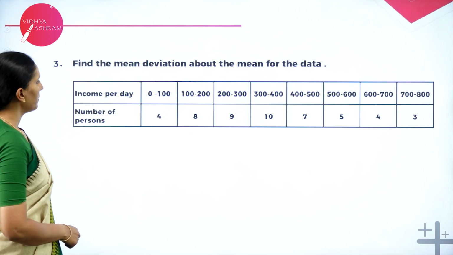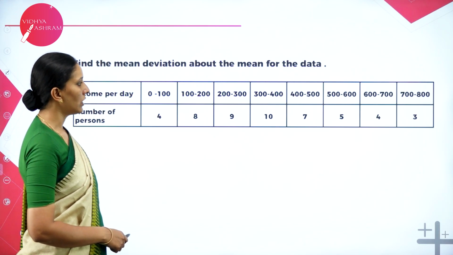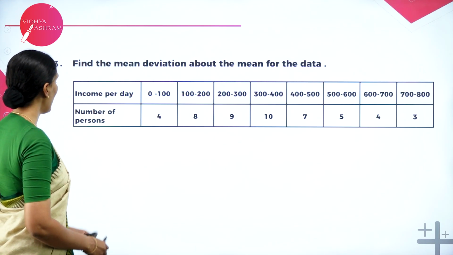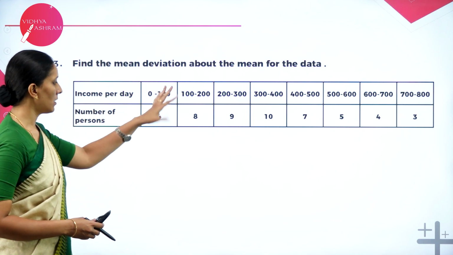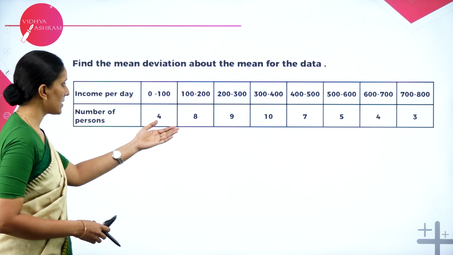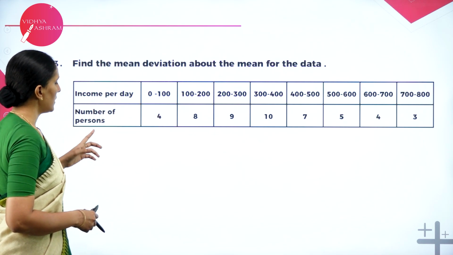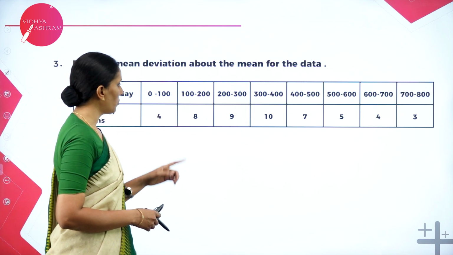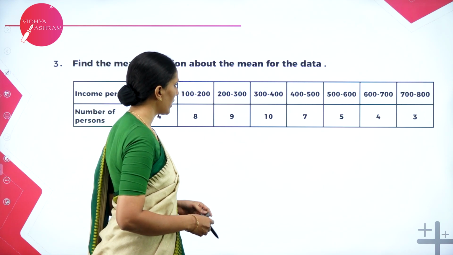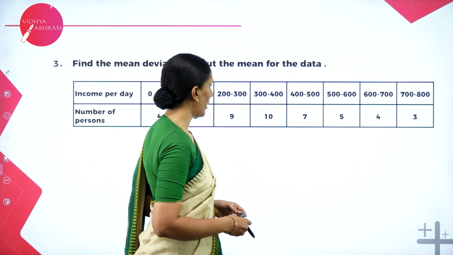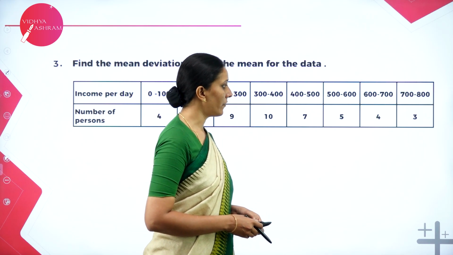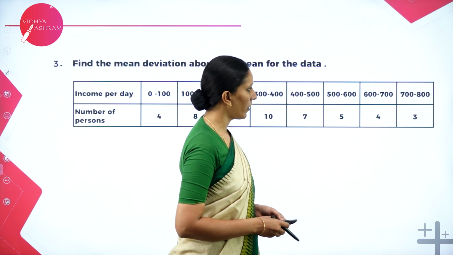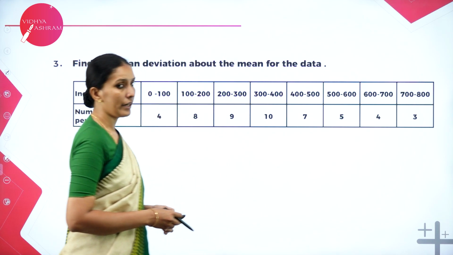Next one, find the mean deviation about the mean for the data. So here we have income per day, number of persons. So incomes are given in terms of rupees here. So the number of persons who get that income. 0 to 100, 4, 100 to 200, 8, 200 to 300, 9, 300 to 400, 10, 400 to 500, 7, 500 to 600, 5, 600 to 700, 4 and 700 to 800, it is 3.